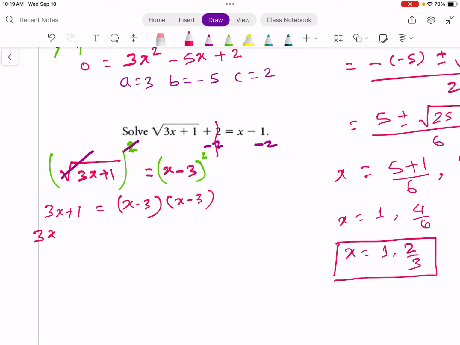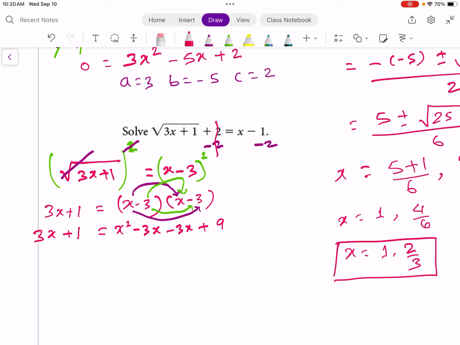On the left side we have 3x plus 1 equals to, let's use FOIL, so x times x is x squared, x times negative 3 is negative 3x, negative 3 times x is negative 3x, negative 3 times negative 3, that is positive 9. Okay, now what type of equation do we have? Quadratic, right? We have a power 2 on the right side, so it's a quadratic.